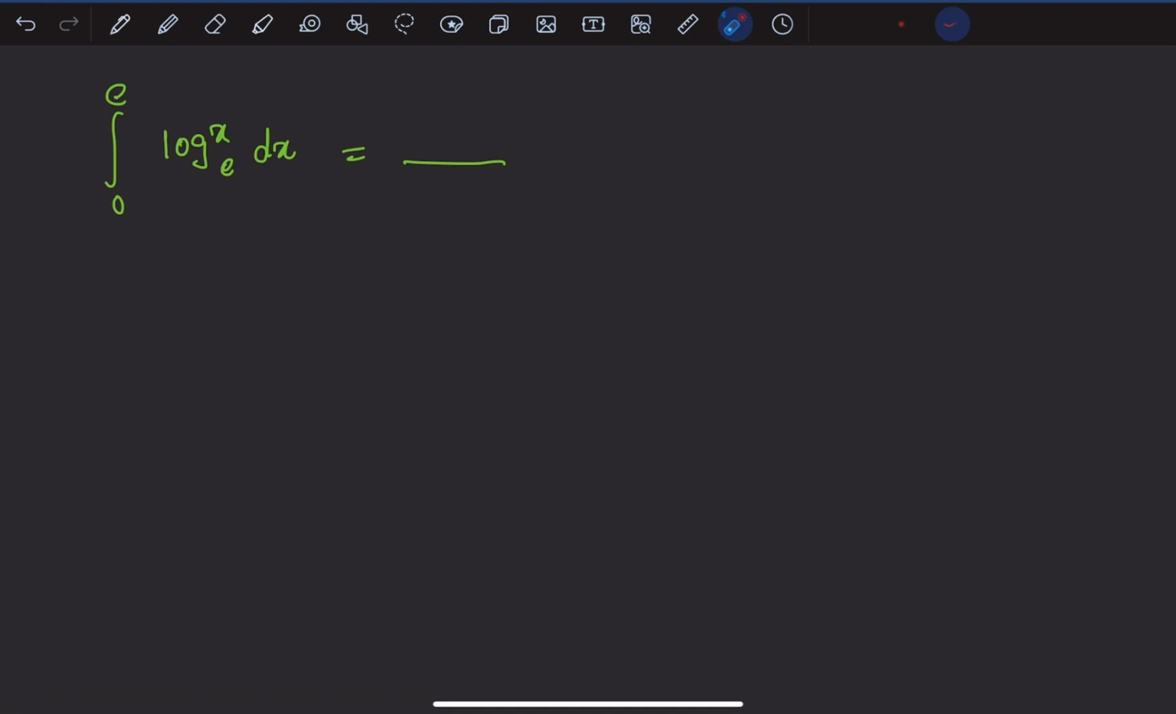So let us move to the next question. This question is from definite integration and it is a very direct and simple question. You have to find the integral of ln x and then apply the limits. You know the integral of ln x is x ln x minus x.